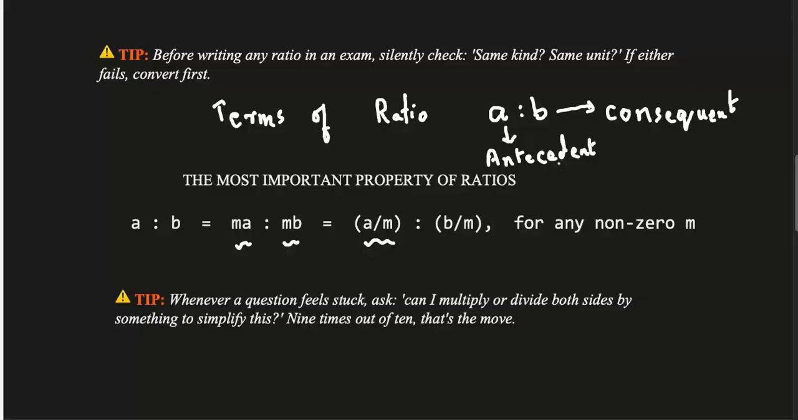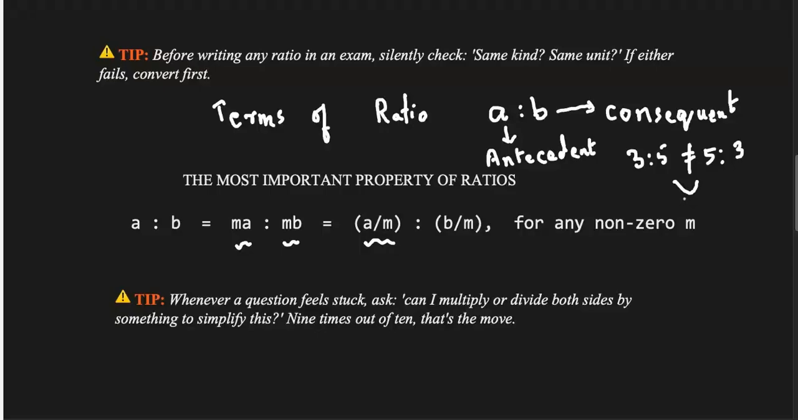Order matters completely. For example, 3:5 is not equal to 5:3. Understand? So order is always important. There is a common mistake here. Students often flip the order when translating a word problem into a ratio. This problem occurs mostly in word problems. So always ask which quantity is mentioned first in the question. That is your antecedent. Understood?